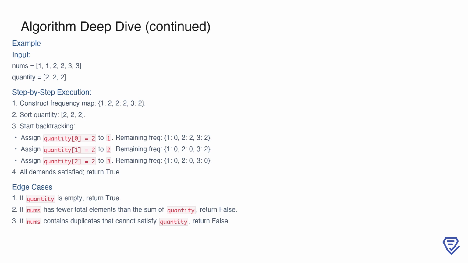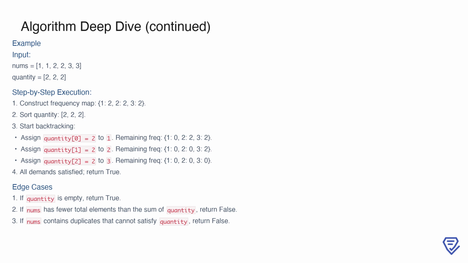For the first demand, quantity[0] equals 2, we assign it to the number 1, reducing its count to 0. The remaining frequency map is {1: 0, 2: 2, 3: 2}. Next, we assign the second demand, quantity[1] equals 2, to the number 2, reducing its count to 0 as well. The frequency map is now {1: 0, 2: 0, 3: 2}. Finally, we assign the last demand, quantity[2] equals 2, to the number 3, leaving all counts at zero: {1: 0, 2: 0, 3: 0}. Since all demands have been satisfied, the function returns true.